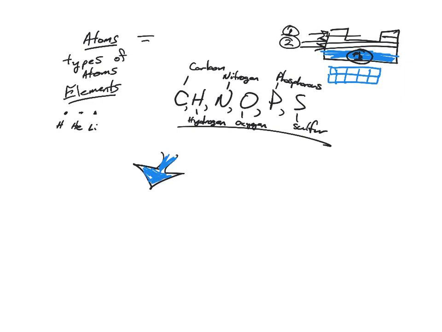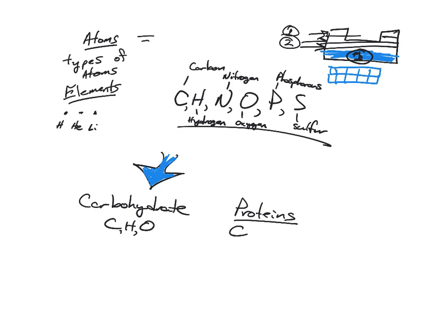There are 4 big kinds of molecules that you need to know. You need to know what a carbohydrate is. And those have carbon, hydrogen, and oxygen. Notice, do you see anything else in there? No. Then proteins, which have to do with carbon, hydrogen, nitrogen, and sulfur.